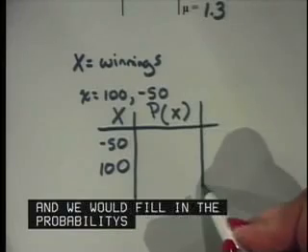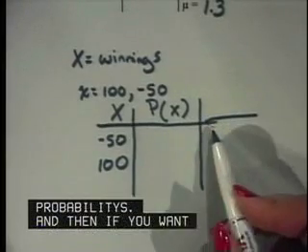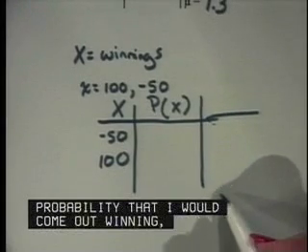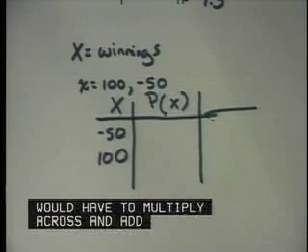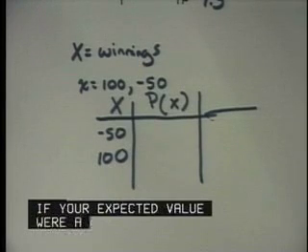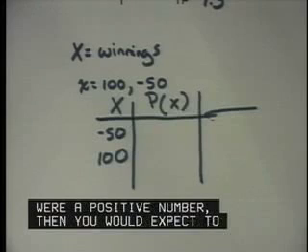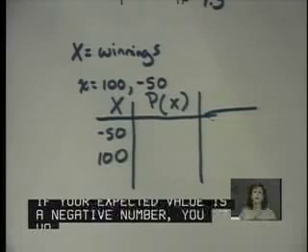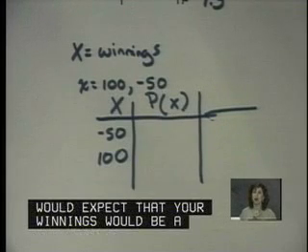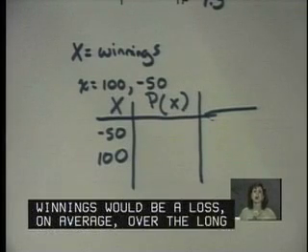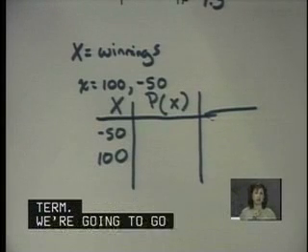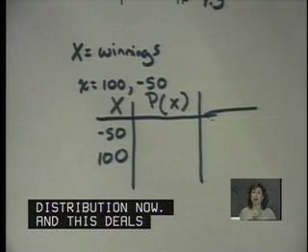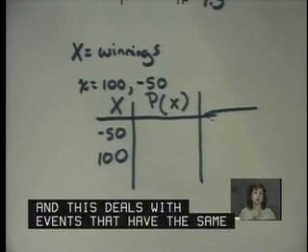And then if you wanted to find out what's the probability that I come out winning, you would have to multiply across and add them all up. If your expected value were a positive number, then you would expect to come out ahead. If your expected value is a negative number, you would expect that your winnings would be a loss on average over the long term. We're going to go on to a specific type of discrete distribution now, and this deals with events that have the same probability of happening every single time.